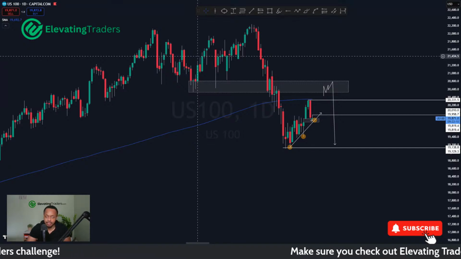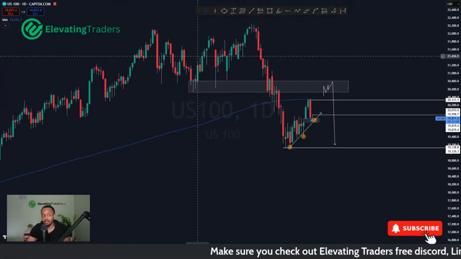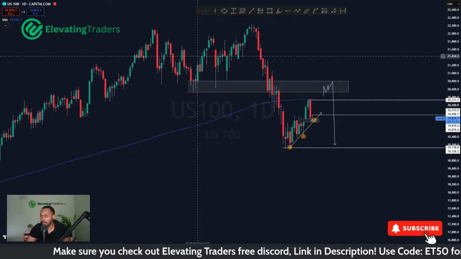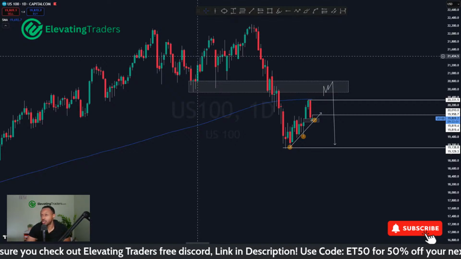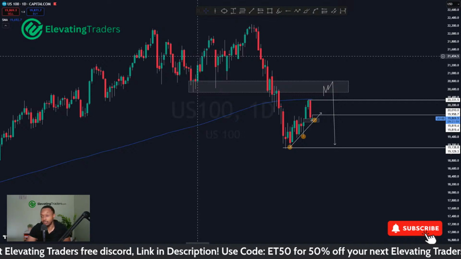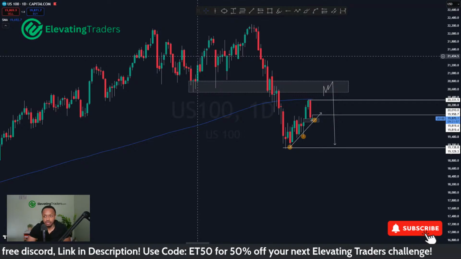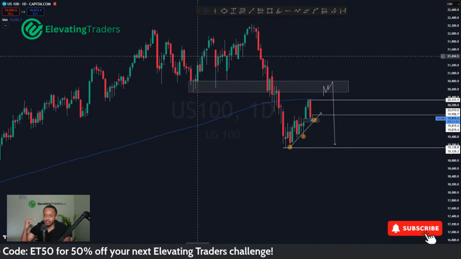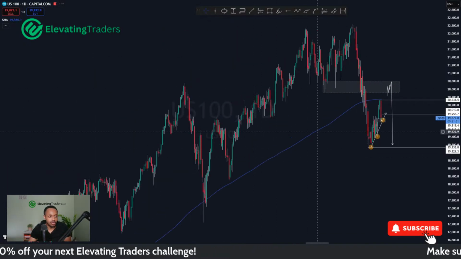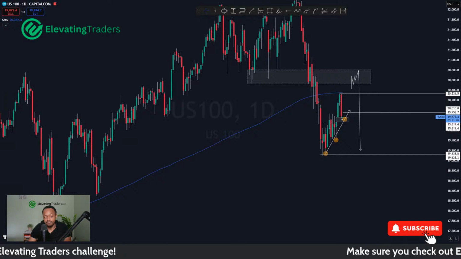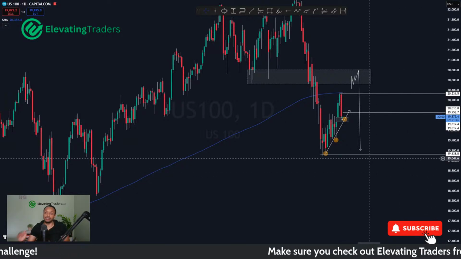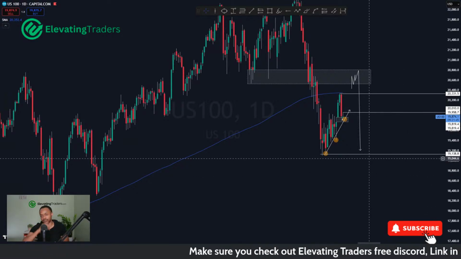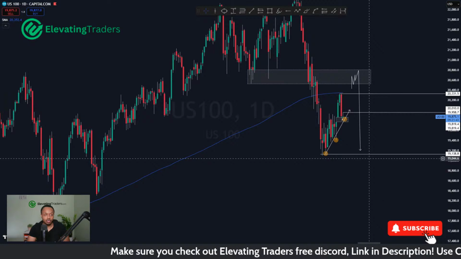FX pairs is that indices are quite, I'll say they're a bit more volatile, just in general, the day-to-day price action, definitely intraday as well. Because you'll see a lot of swings on FX pairs, but there won't be very big ranges. Whereas US 30, NAS, S&P will give you some decent ranges to work with. So you can get some decent risk reward positions.